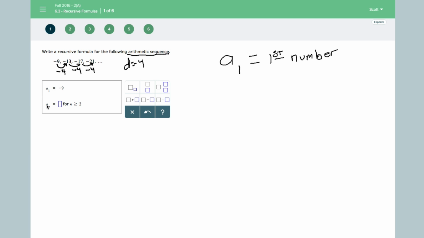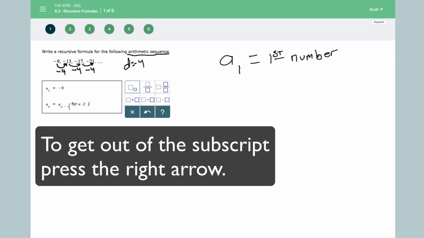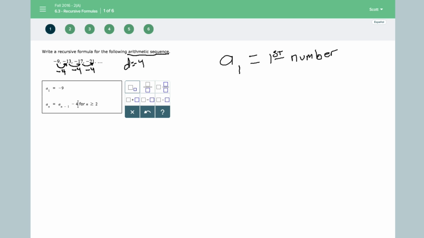Okay. Now, a sub n, basically it wants what are we doing? Well, we're taking the last known term and minus 4. The last known term, minus 4. So I have a sub n minus 1 minus 4. The last known term, a sub n minus 1 minus 4. And that's all that we have to do.